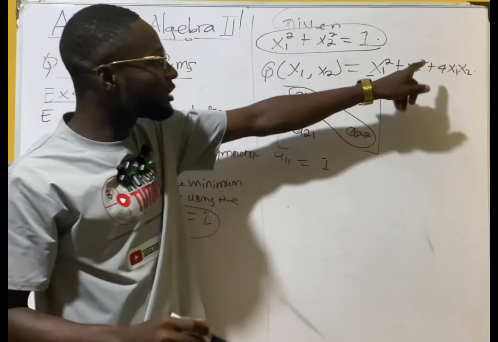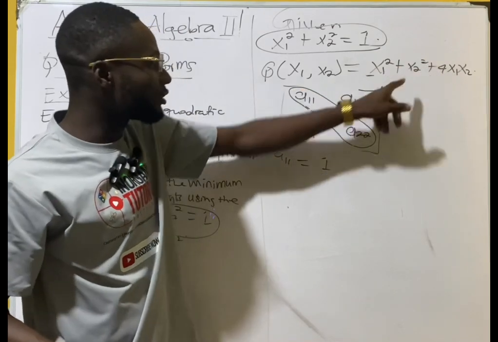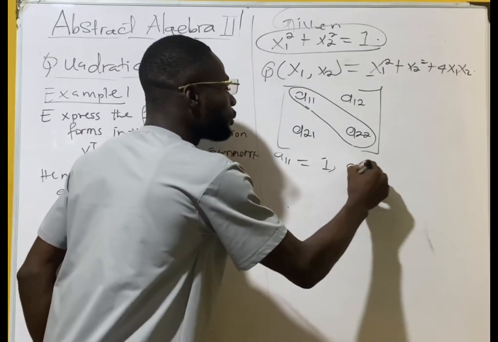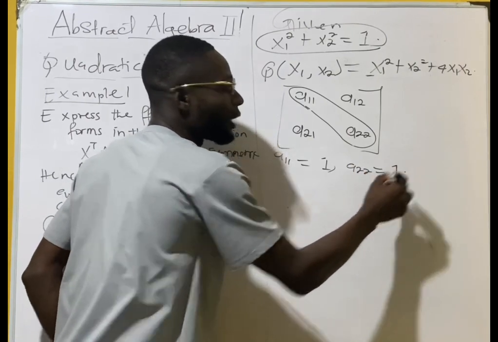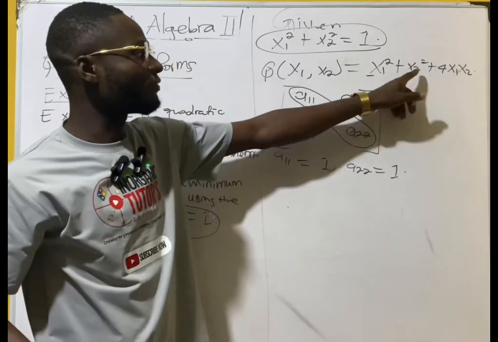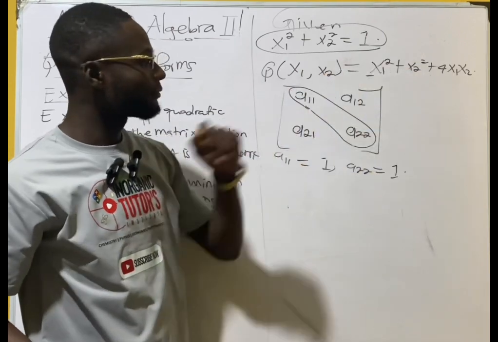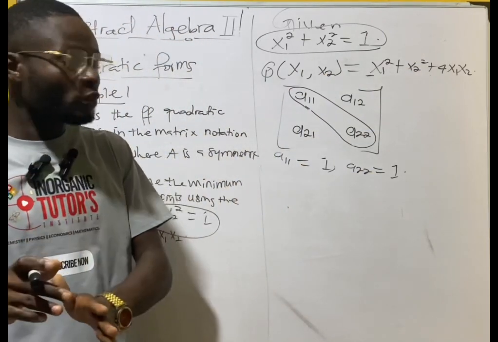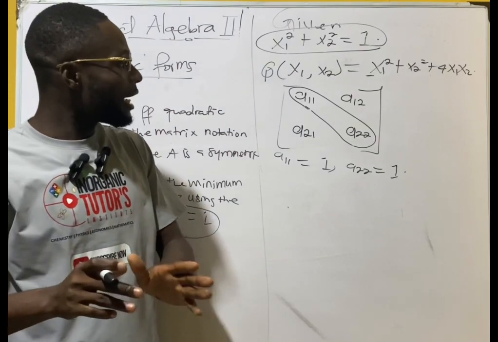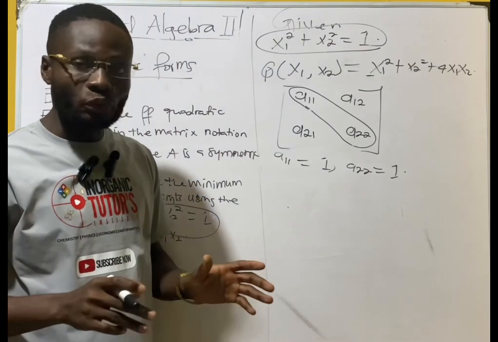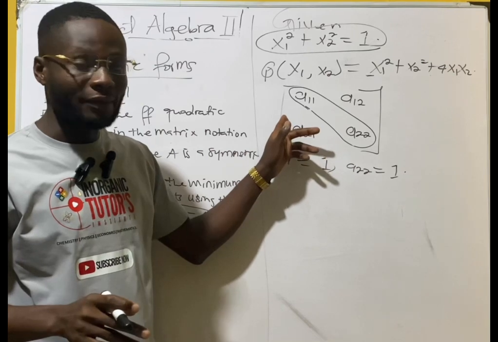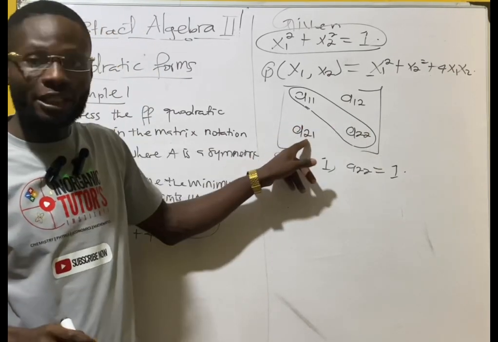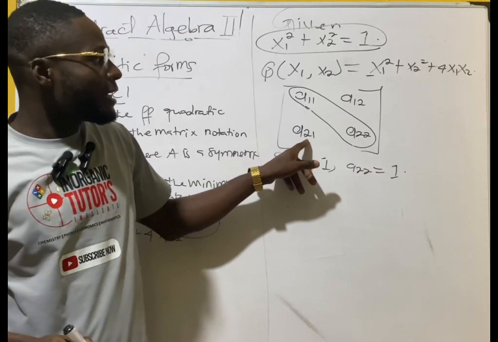And the coefficient of x2 squared becomes what? Our A22. So A22 is what? Also 1. And that is the coefficient of what? x2 squared. Now, we have identified our A11 and A22, which are the main diagonal elements, right? Now, we need the A12 and A21. How do we get that?